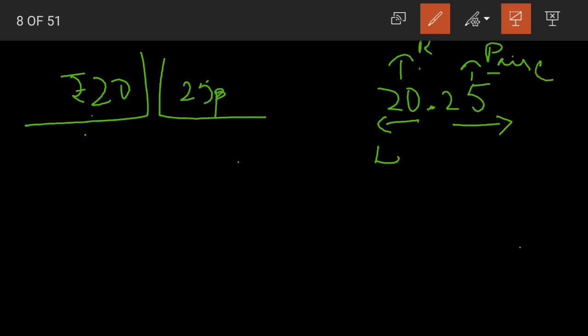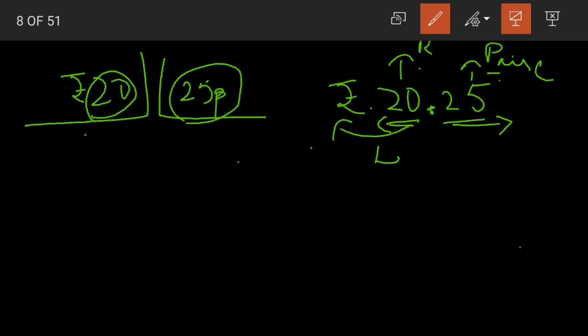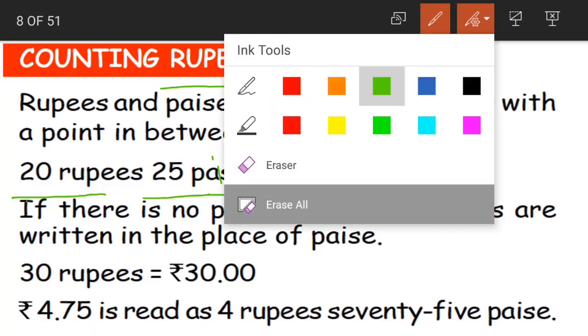Understood, children? When we have both rupees and paise together, to separate them, we place a point in between. And if we write rupees in front, it is read as 20 rupees and 25 paise. The numbers after the point, that is to the right side of the point, are read as paise and to the left are read as our rupees.